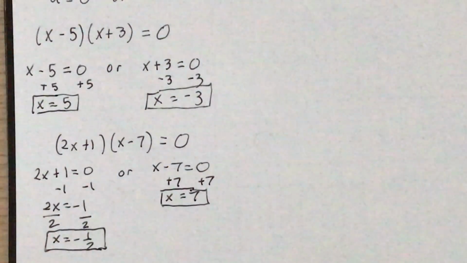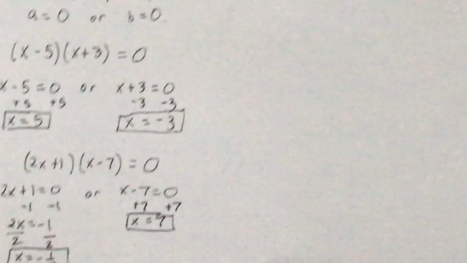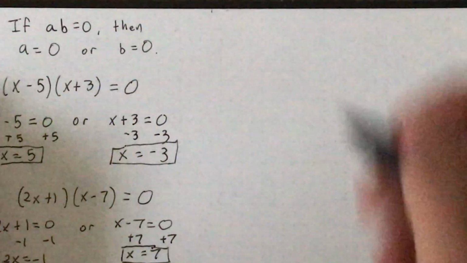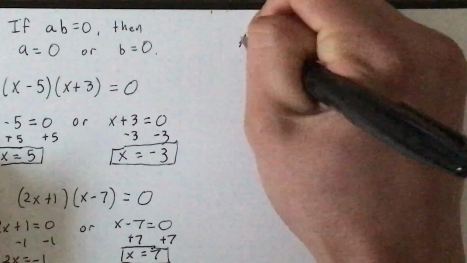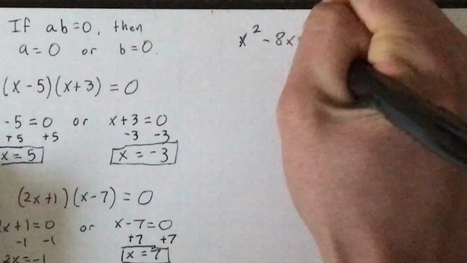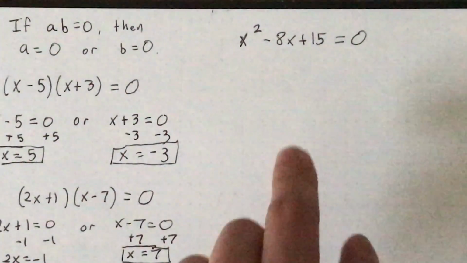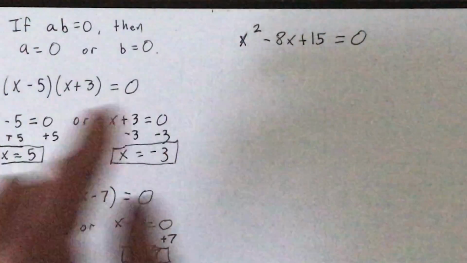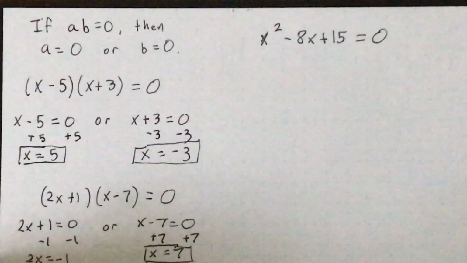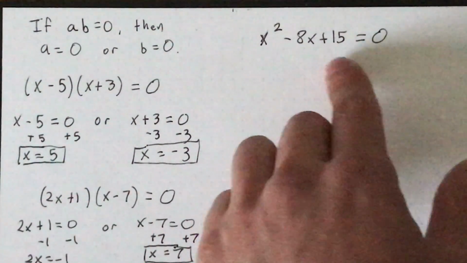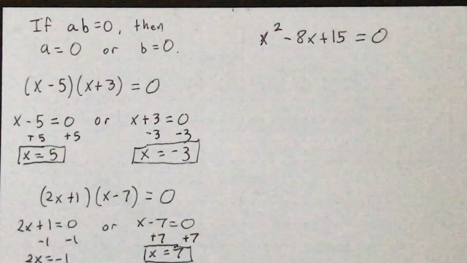So these are two examples of how we can solve problems using the zero product property. Let's do one more. What if I gave you an equation like this, where I ask you to solve x squared minus 8x plus 15 equals 0? Notice it looks different from the equation x minus 5 times x plus 3. So to solve x squared minus 8x plus 15, our goal is to turn this into this form. And how do we do that?